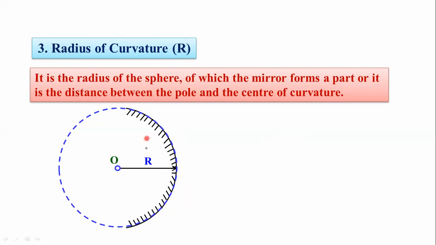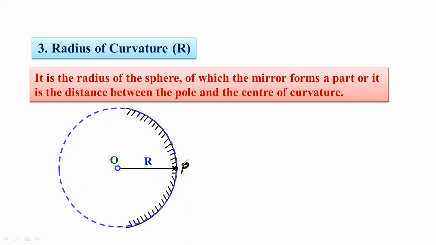Okay, so the radius of the sphere. It is the radius of the sphere of which the mirror forms a part. It is the distance between the pole P and the center of curvature. You want the distance R, the radius of curvature.